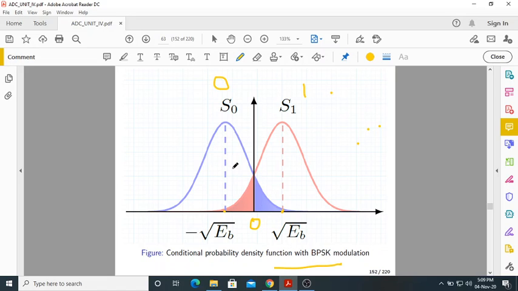Now, what do you mean by conditional PDF? If you take the area under a PDF, you should get a probability. Now what does this area indicate? These two areas indicate the probability of error. We have two areas, this area and this area. They indicate errors. The area under this curve is nothing but probability. It indicates the probability of error. It also indicates the probability of error.